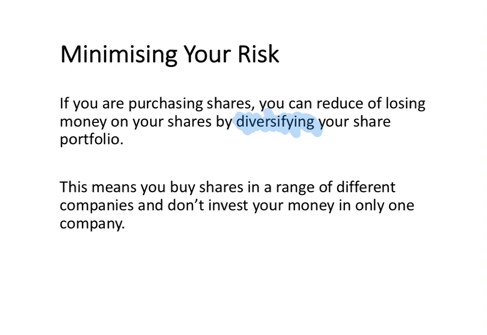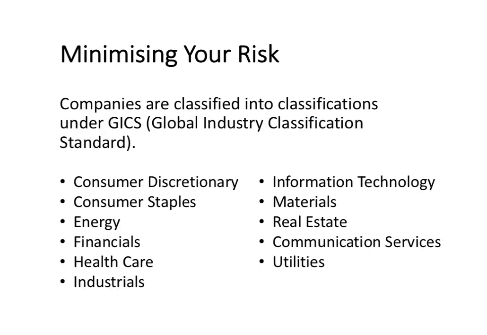So to help you with your diversification, there is something called the GICS, or the Global Industry Classification Standard. All companies listed on the ASX are classified according to the GICS. The GICS is split into 11 industries. These are consumer discretionary, consumer staples, energy, financial, healthcare, industrial, information technology, materials, real estate, communication services, and utilities.